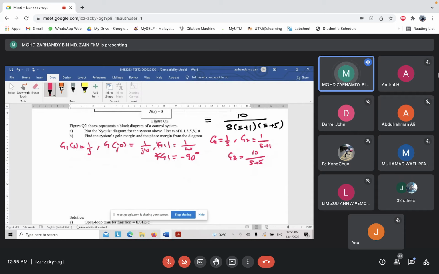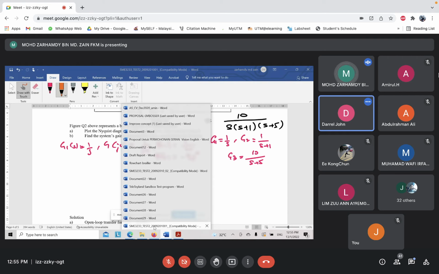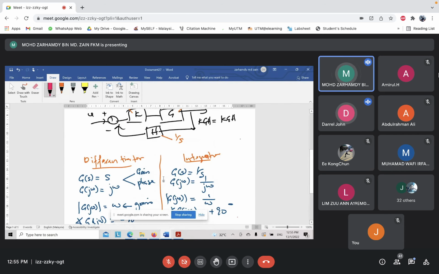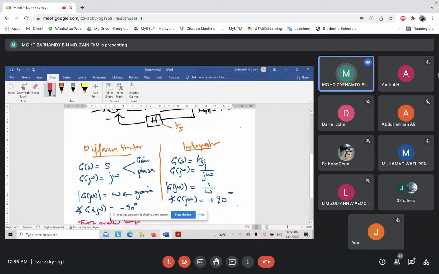Doctor, previously you said that the integrator is positive 90 degrees. Which one is it? Integrator, differentiator, wait. I said it wrong. Wait, the one between differentiator and integrator. Integrator is 1 over, oh Allah, wrong.